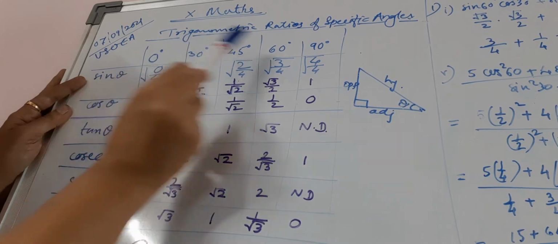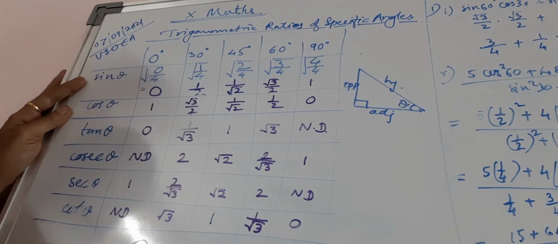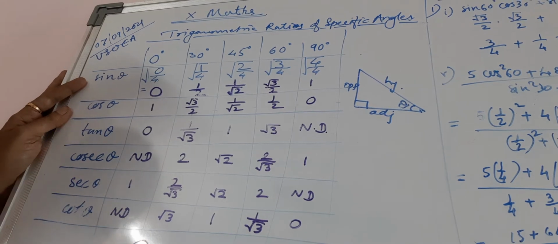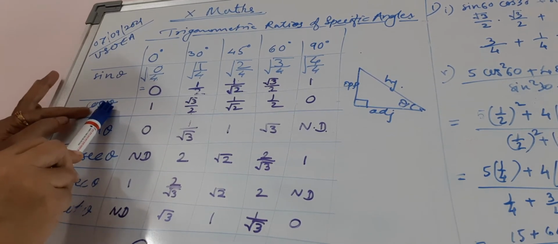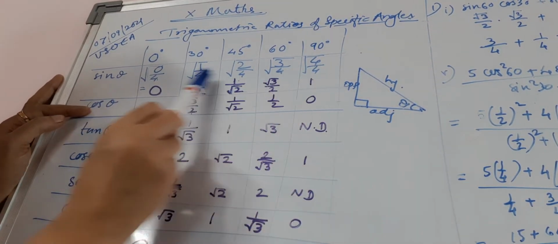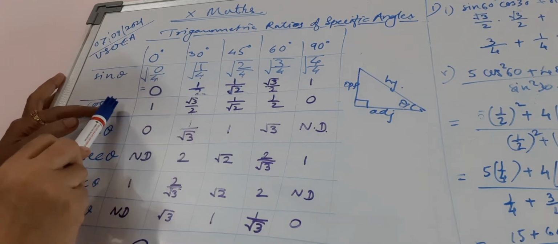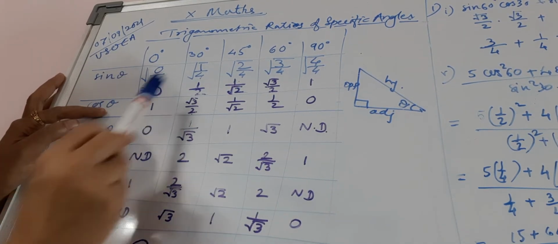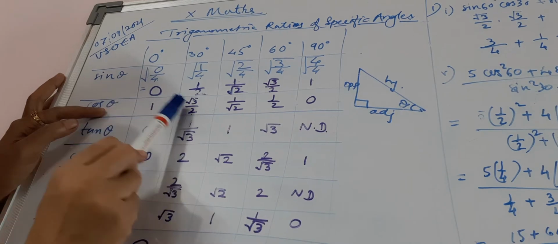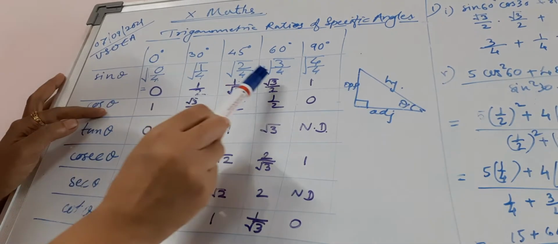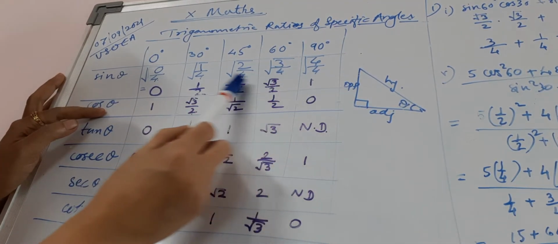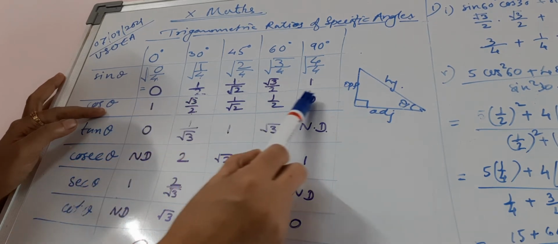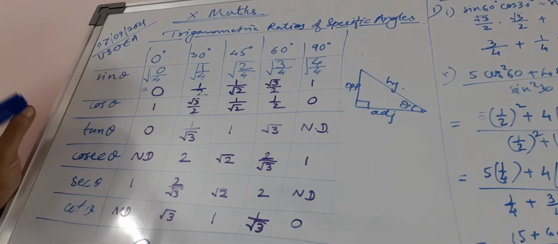We know that 0 and 90 are the complement of each other, and 30 and 60 are the complement of each other. So how can we write down the value of cos theta? Once we have the value of sine theta, cos of 0 will be equal to sine of 90. Cos of 30 will be equal to sine of 60. So these values we have to write down in reverse order, and you will get all the values of cos theta.